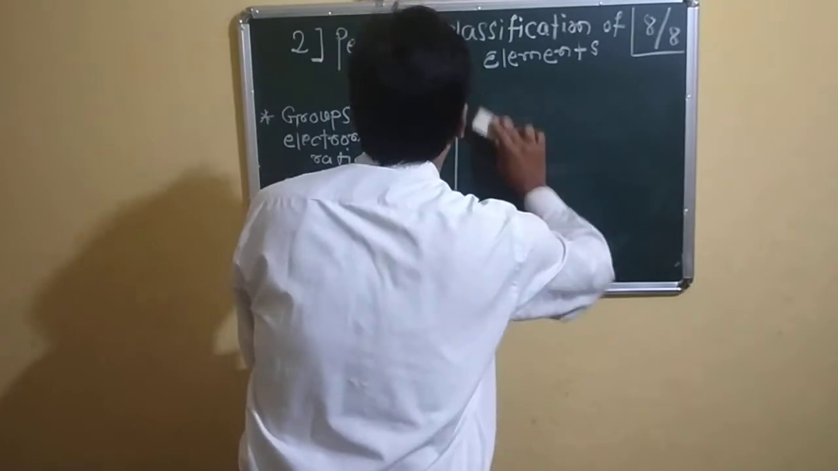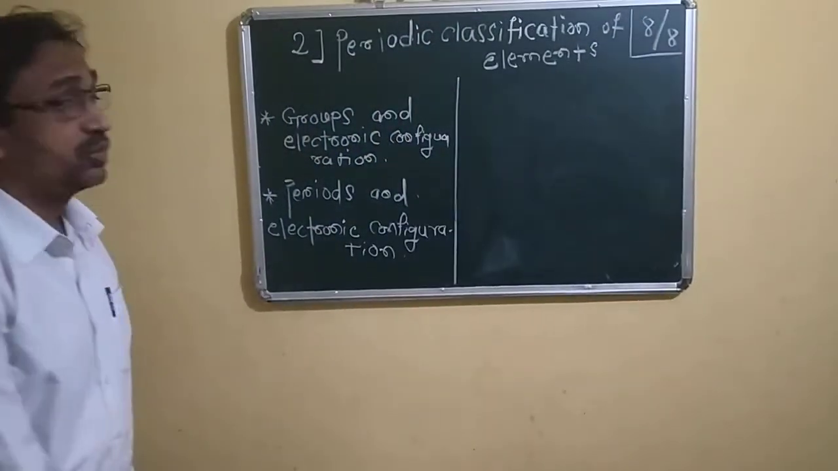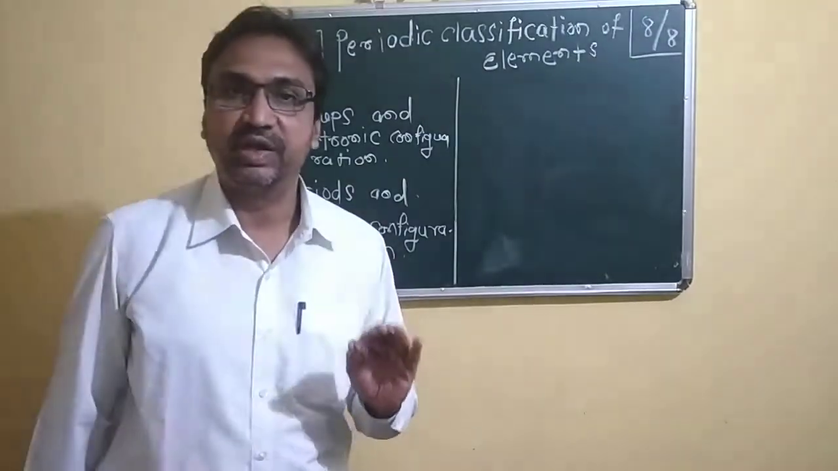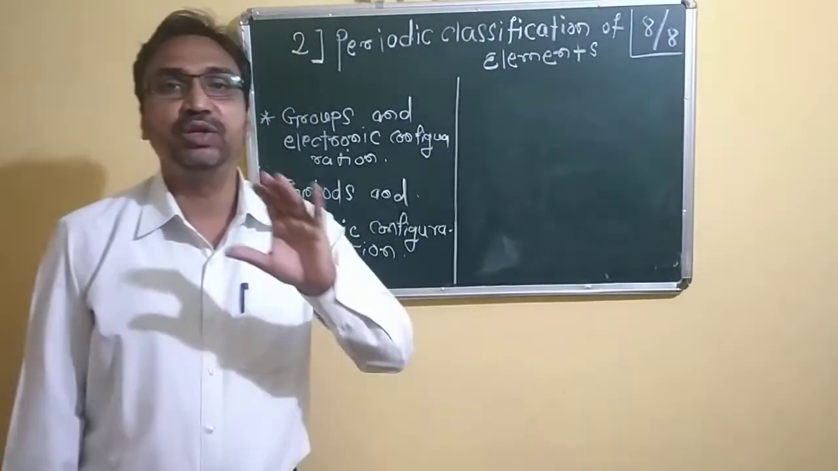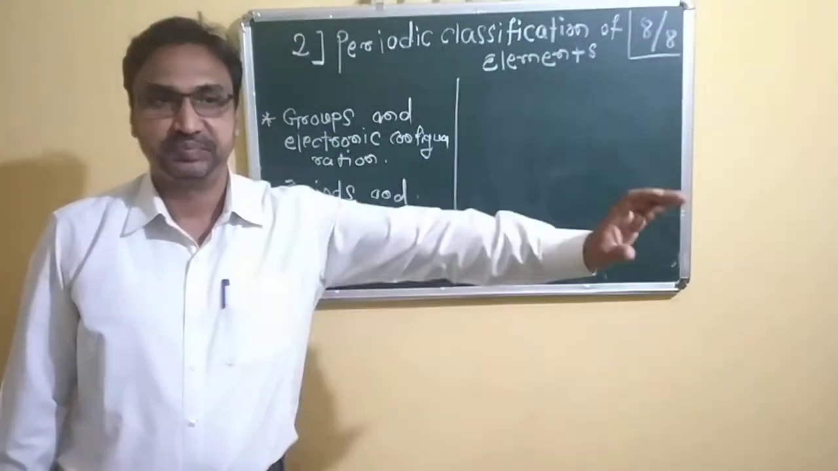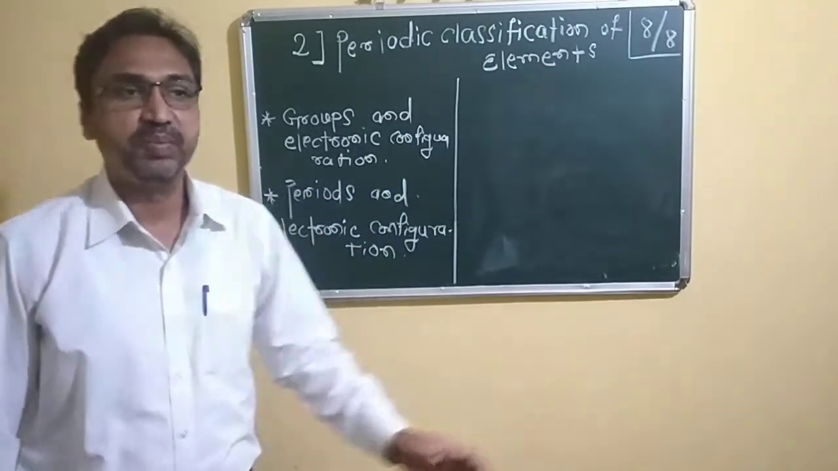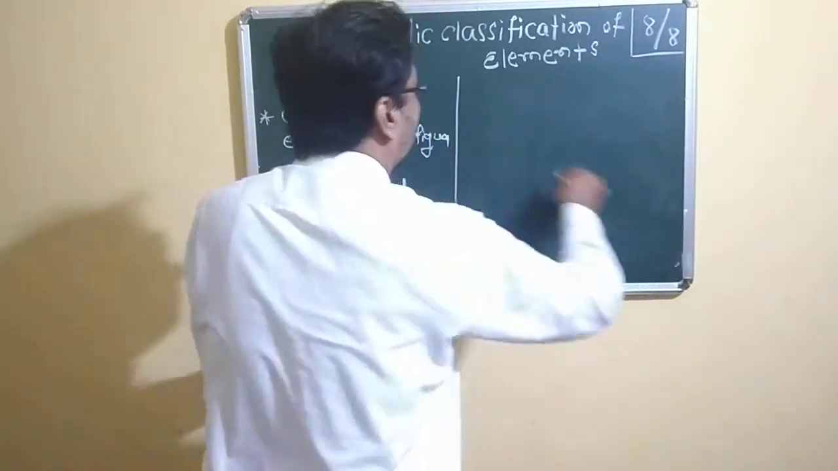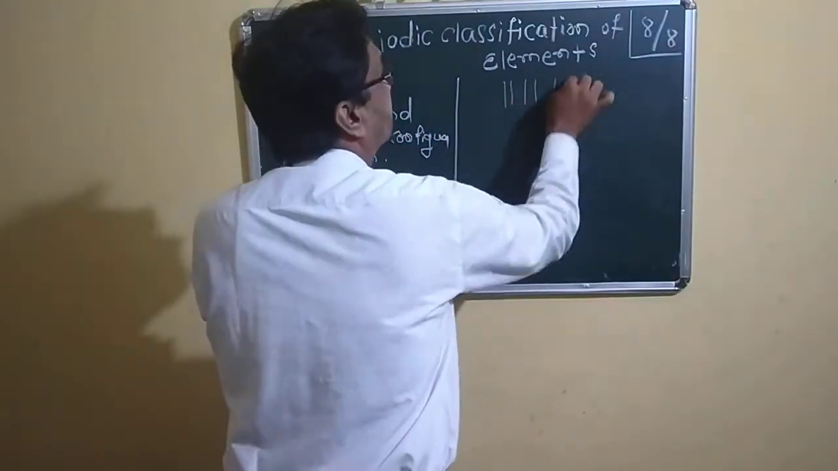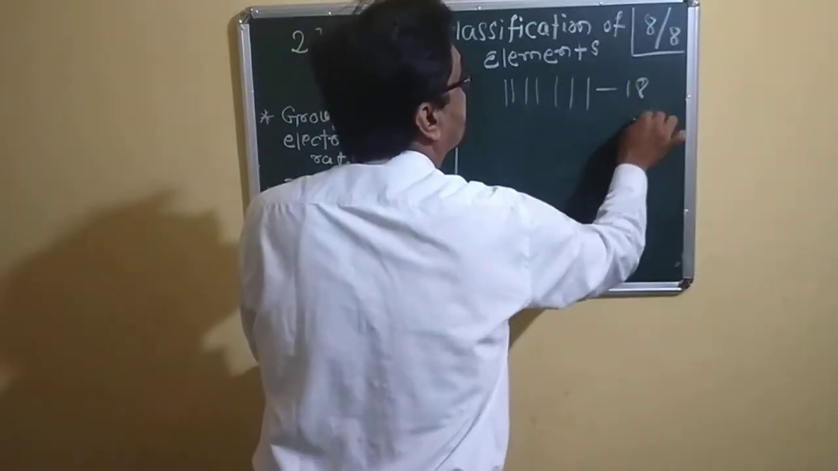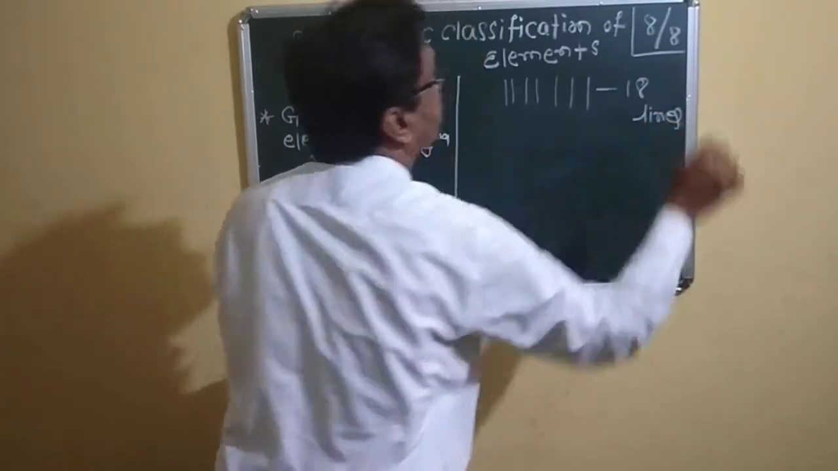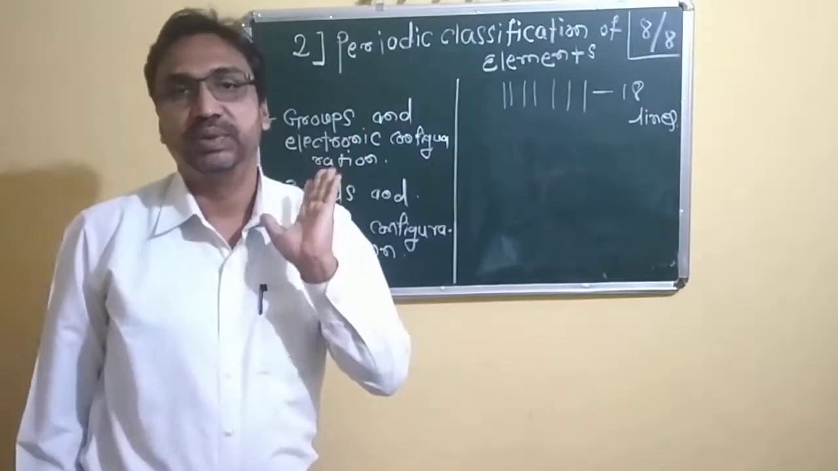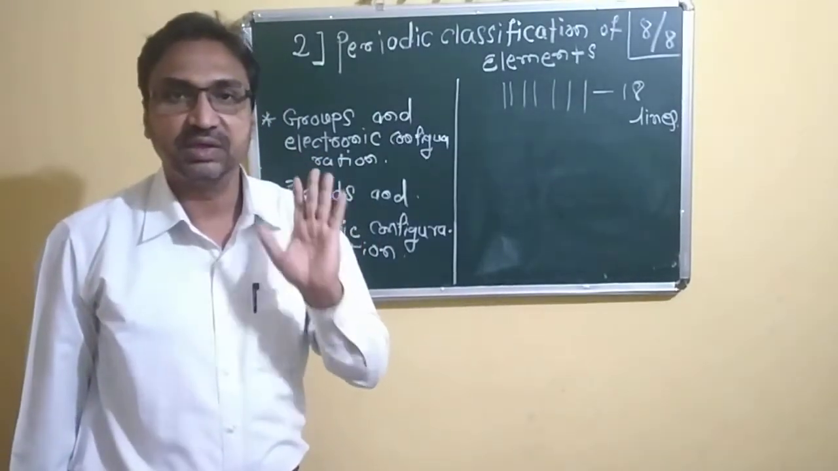the electronic configuration in the groups. You know that in the modern periodic table how many groups there are? 18 groups are there. Group means vertical lines. 18 vertical lines are there in this way. Every line is a single group.